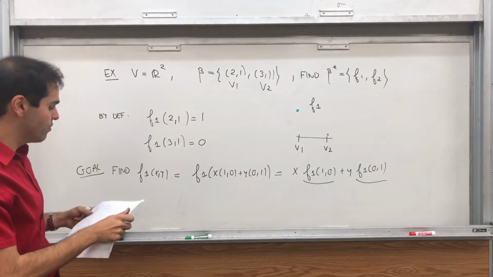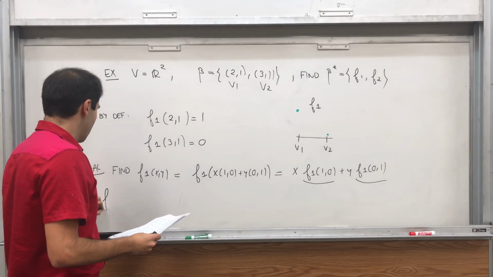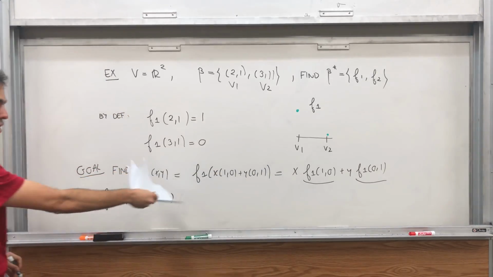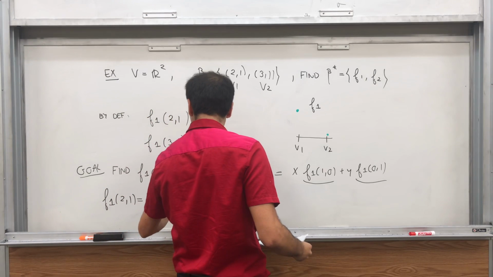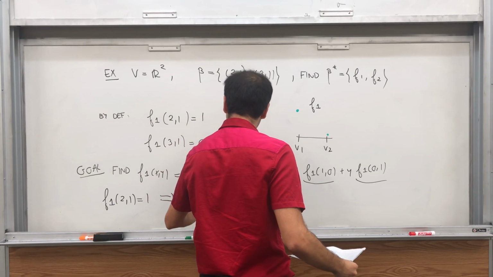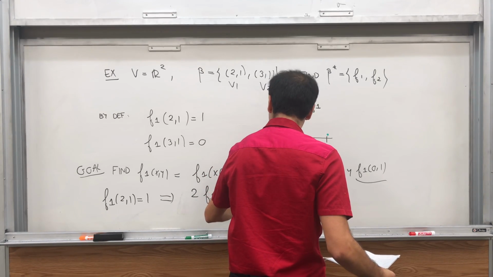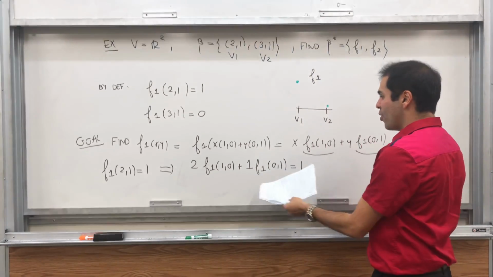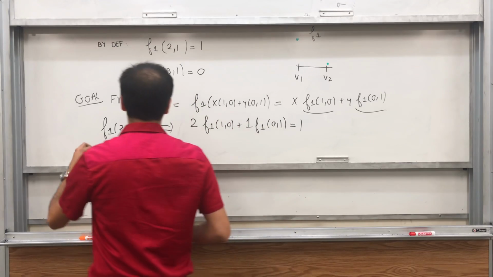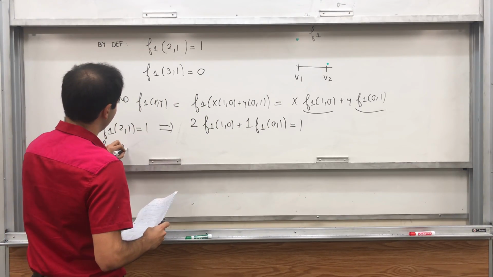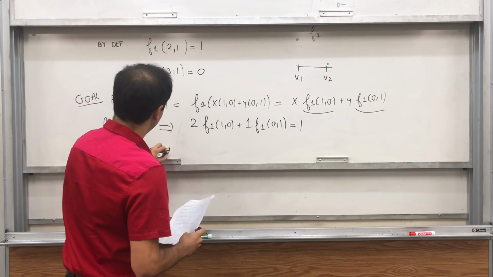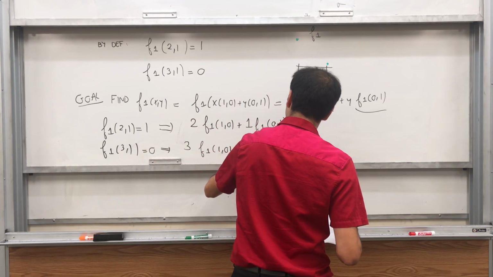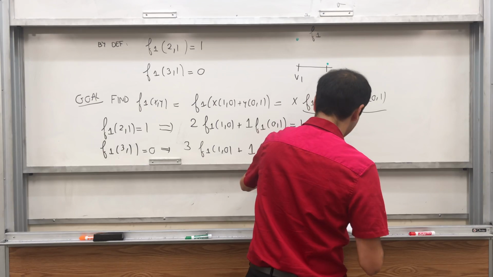So let's use those two ingredients to our advantage, because we know f1 at (2, 1) equals 1. But by using the same trick, f1 at (2, 1) is 2 times f1 at (1, 0) plus 1 times f1 at (0, 1), and we know that is 1. So we get one equation for the stuff we want to find. To get the other equation, we use f1 at (3, 1) equals 0. So in other words, 3 times f1 at (1, 0) plus 1 times f1 at (0, 1) equals 0.